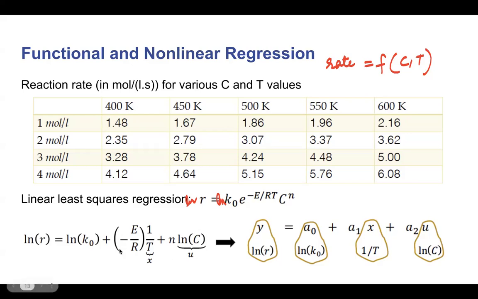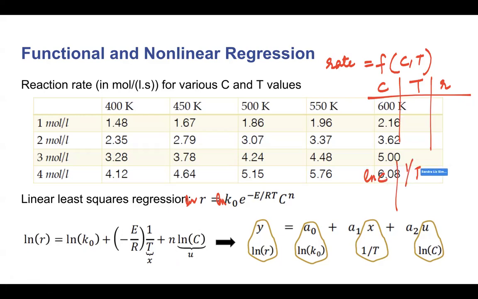Now, instead of fitting temperature directly, remember our earlier table: we had C, we had T, and the corresponding rate value. Now you know this is not linearly related. So we create a table of 1 by T, ln C, and ln R. When you do this, with respect to 1 by T this is linear, and with respect to ln C this is linear. Now you can fit this linear data using the method of least squares.